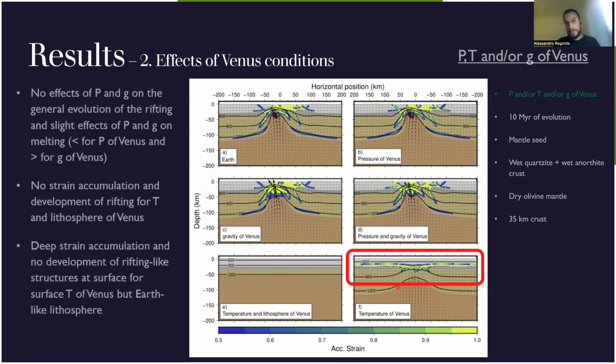This last test was with the surface temperatures of Venus, but with a thicker lithosphere, like on Earth. In this case, there is some accumulation of strain between the upper and the lower crust, but none of these structures reach the surface. So also in this case, there is no development of topography and no rifting-like structures on the surface.